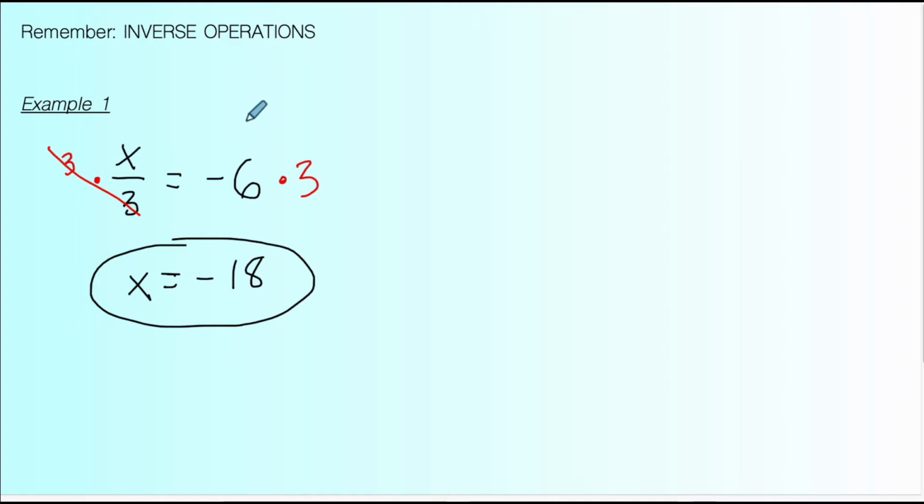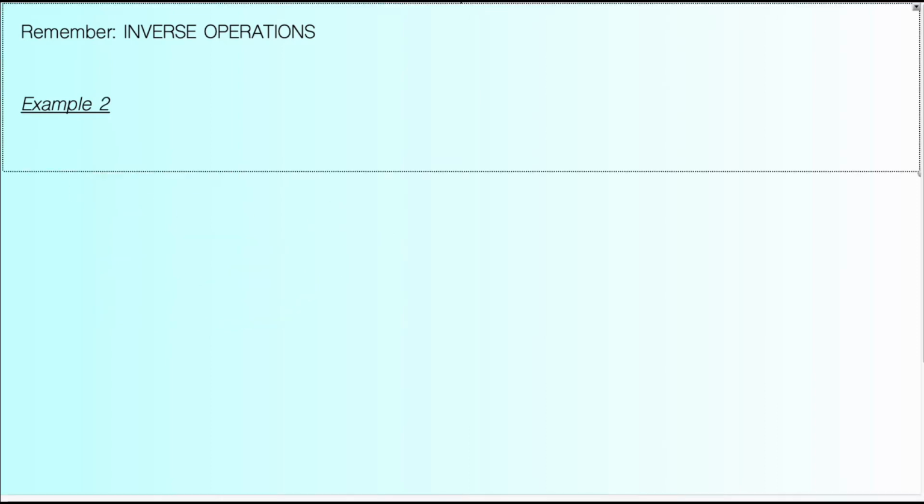And remember, you can always check, right? X divided by 3. So -18 divided by 3 is equal to -6. So I know that this thing checks out. Always double check, make sure A, your answer makes sense, and B, double check the positive and negative, because that's the big part of the lesson. On to our next example.